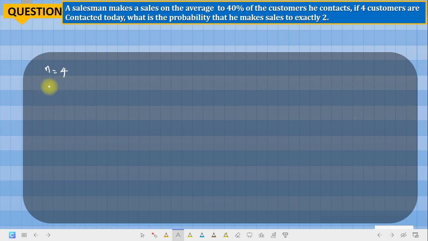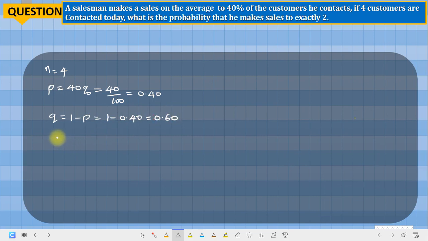Now, if n is equal to 4, they told you 40%. It means our p is equal to what? 40%, because the probability that every day when he makes a call, 40% on the average, he sells to them. So the probability that he must surely sell is 40%, which is 40 divided by 100. 40 divided by 100 is 0.40. The next one is our q. q is always 1 minus p, which should be 1 minus 0.40, and that is equal to 0.60.